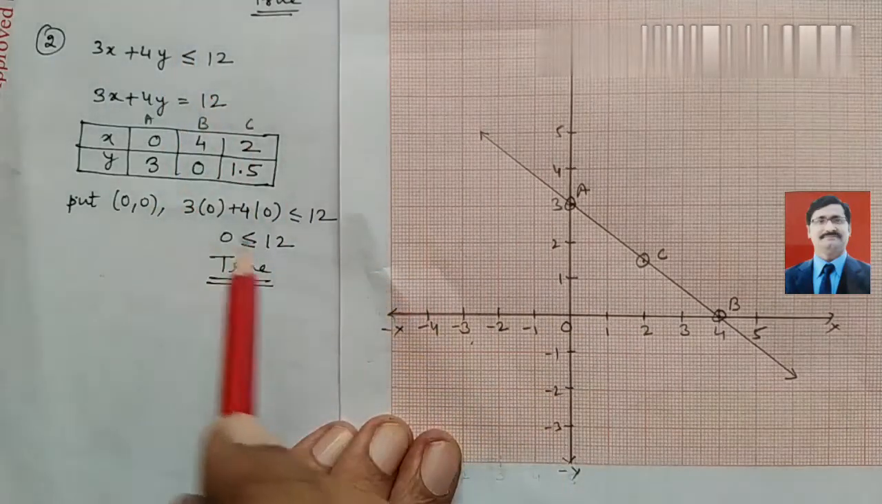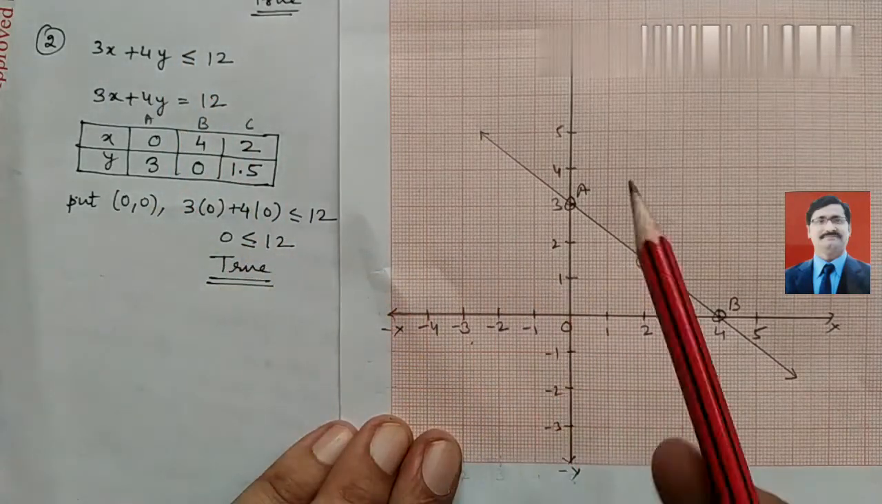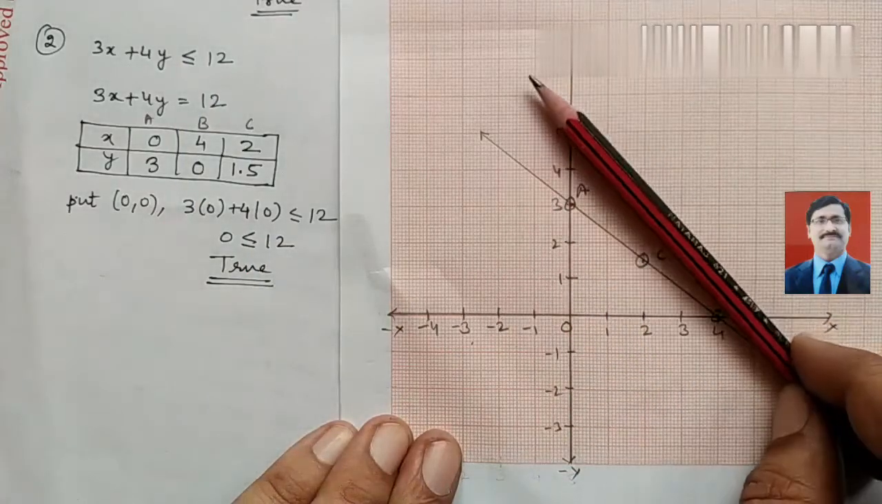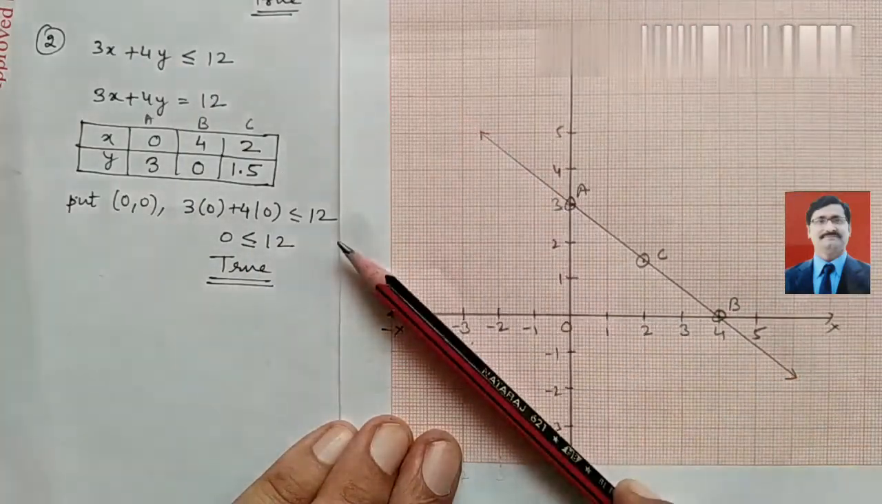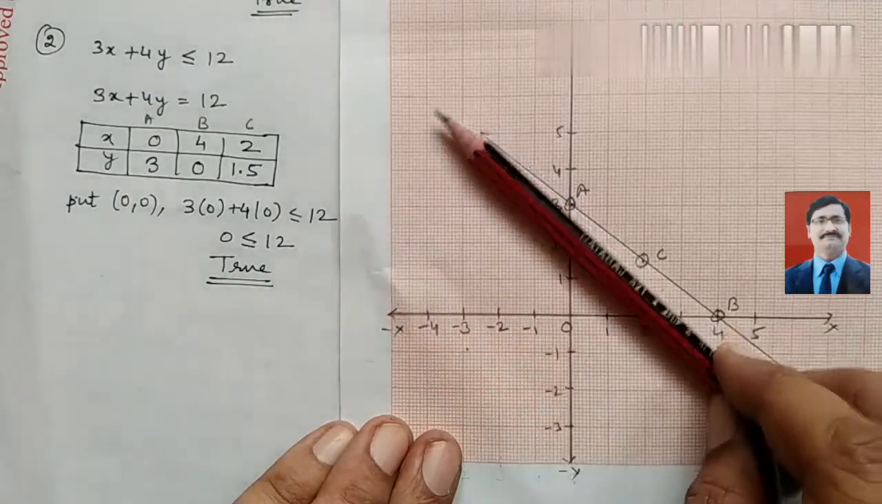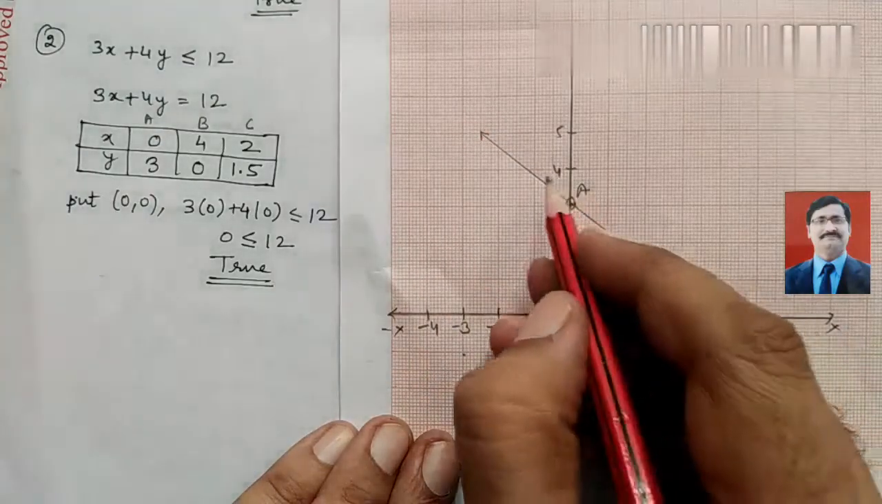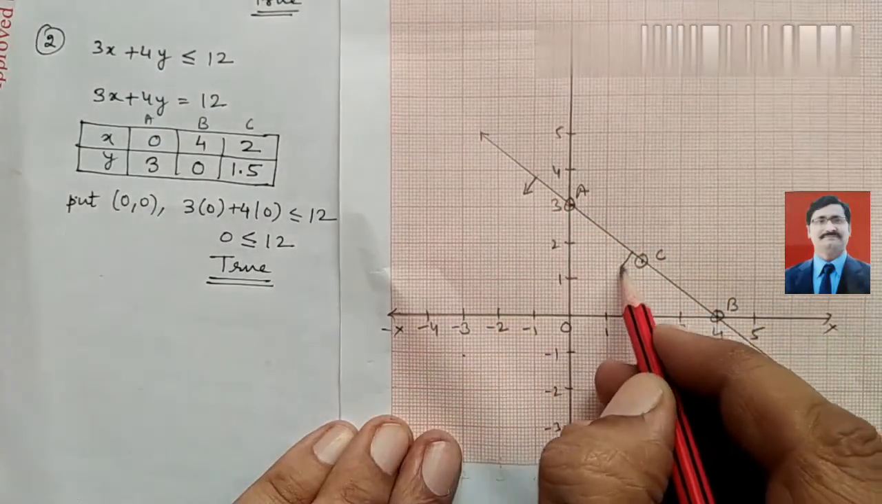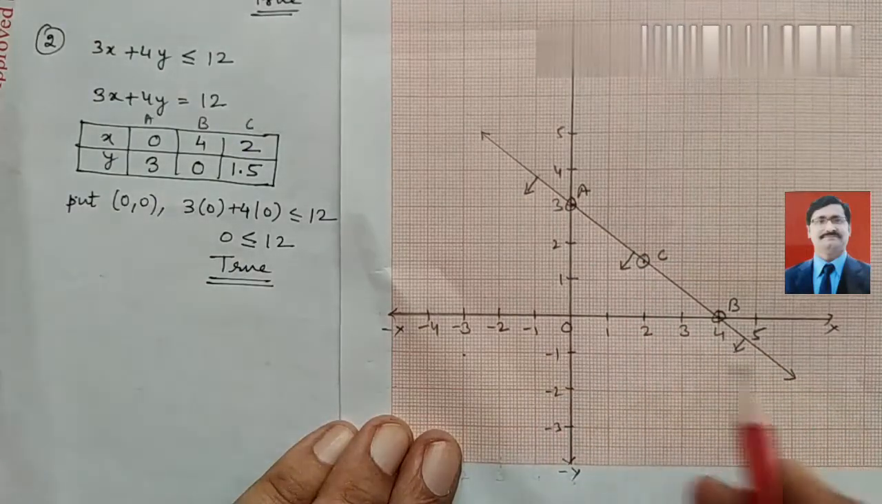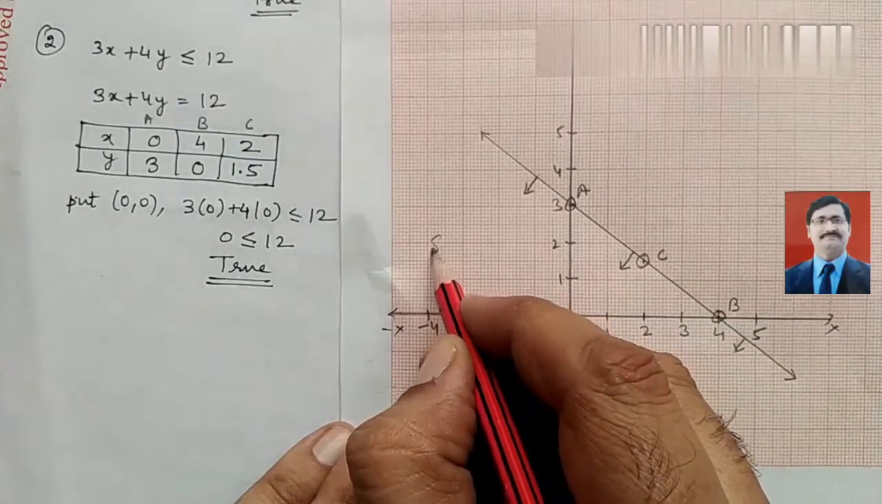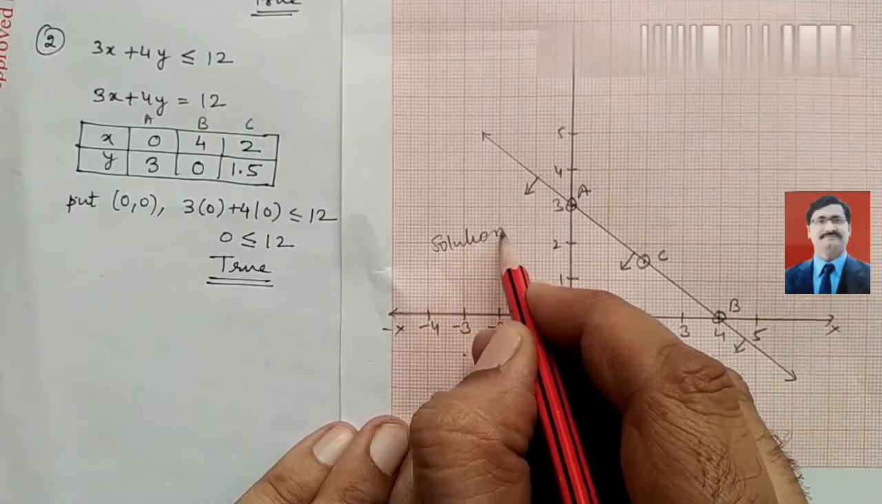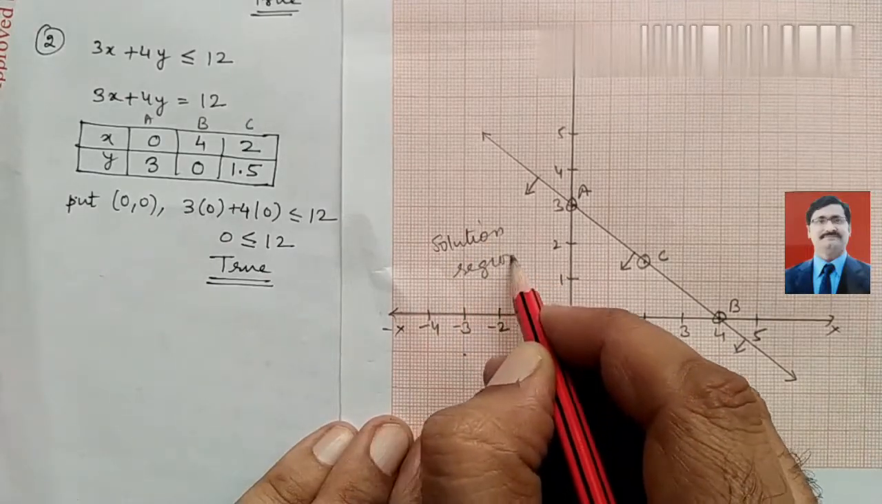Look here, we put these points, and we have two parts. One is this part, second is this part. Look, in this part we have the point 0, 0. It is true. True means we will mark this arrow, and this is called the solution region. Solution region it is called. All of you understand this?